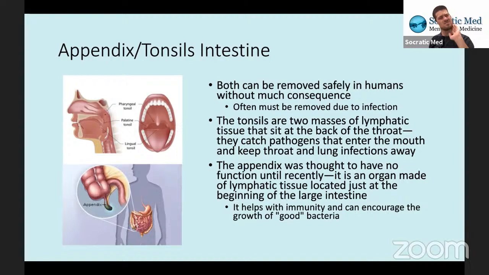I don't know why I put intestine there. I have to fix that.